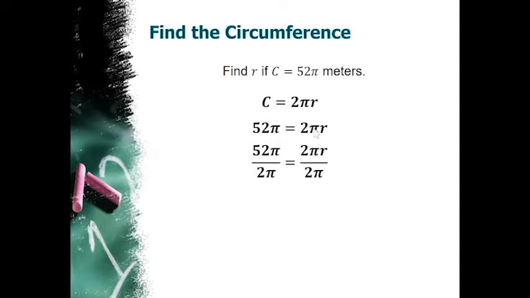Then what we would do is divide both sides not by just the 2 or just the pi, but by both 2 and pi. So over here on the right side, the pi's would cancel out, the 2's would cancel out, leaving you with just the radius. On this side, your pi's would cancel out. Then to figure out what the radius is equal to, you would just take 52 divided by 2, and you would end up with an exact answer of 26. There is no approximate answer in here because the pi had canceled out. There's no rounding necessary, so the only answer is an exact answer.